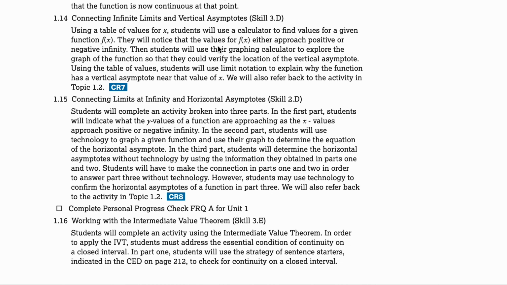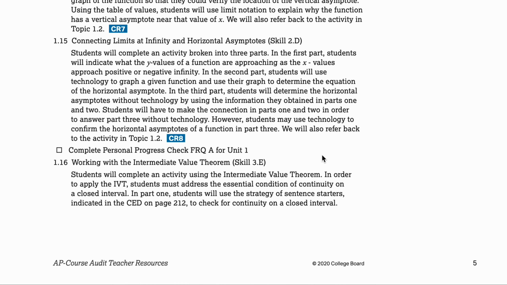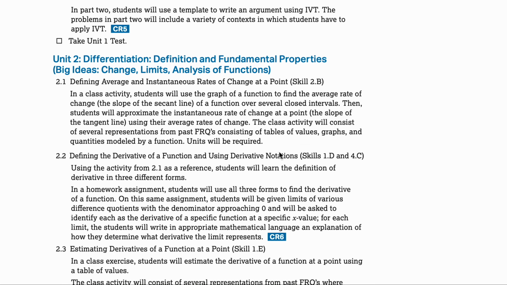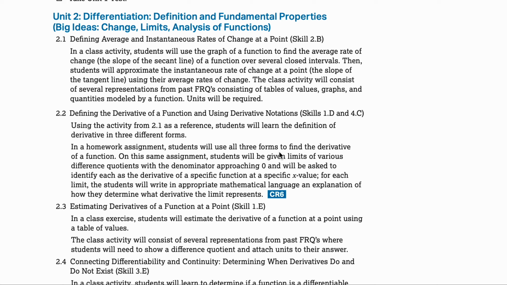Here we talk about vertical asymptotes and how they relate to limits. We go over the intermediate value theorem, and then we move on to unit 2, which has to do with differentiation. This is where you actually learn the idea of the derivative. In unit 1, you are really still working with the derivative, but you're using the formal definition of the limit. In unit 2, you learn all of these shortcuts to take the derivative in a much quicker way.